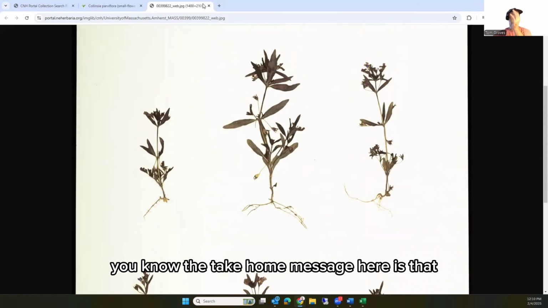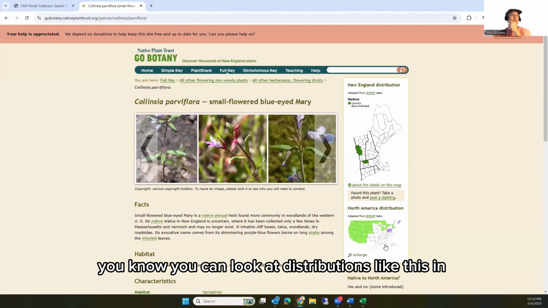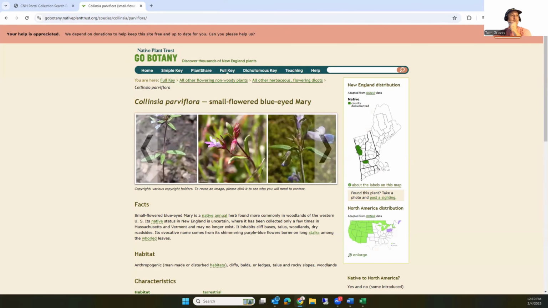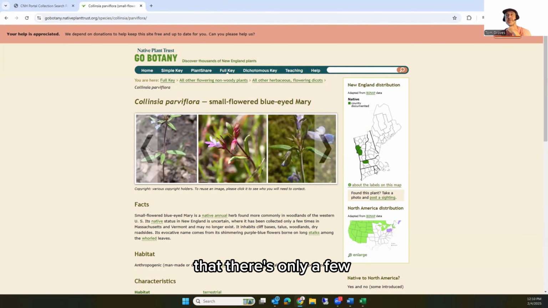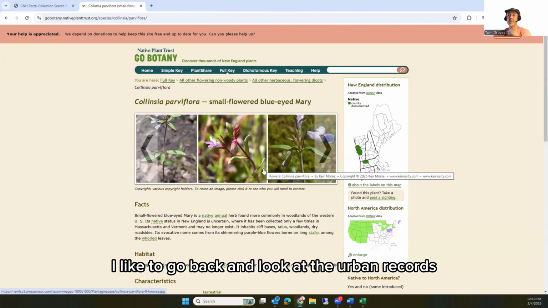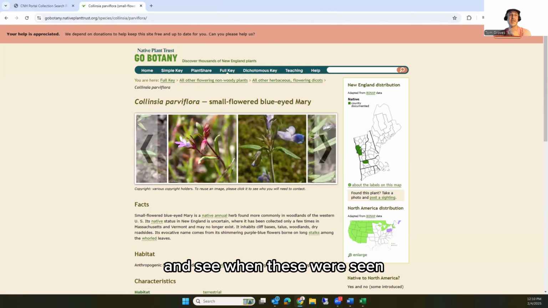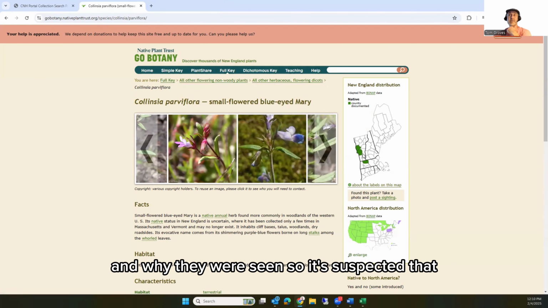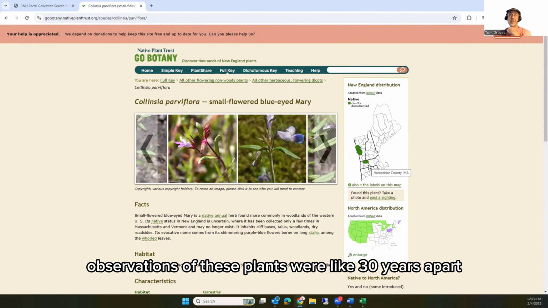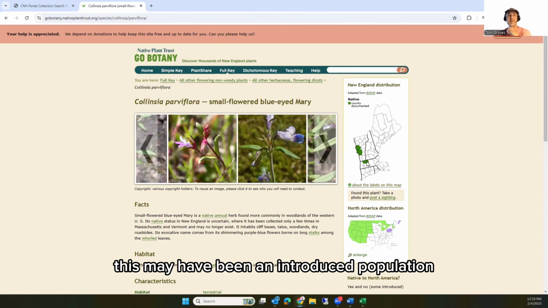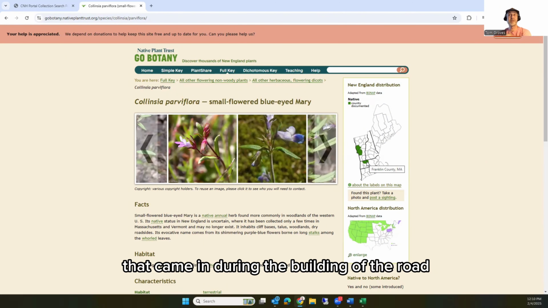The take-home message here is that you can look at distributions like this in New England. These are like red flags for me when I see that there's only a few counties that a plant is known from. I like to go back and look at the herbarium records and see when these were seen and why they were seen. It's suspected that these observations of these plants were like 30 years apart. This may have been an introduced population that came in during the building of the road.